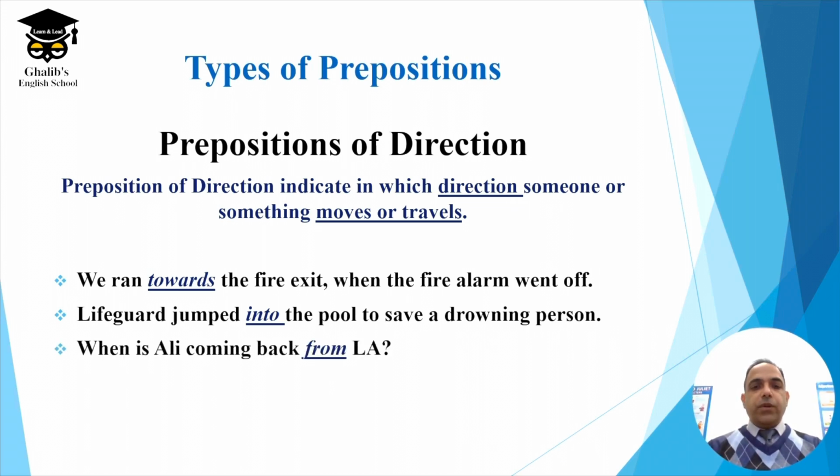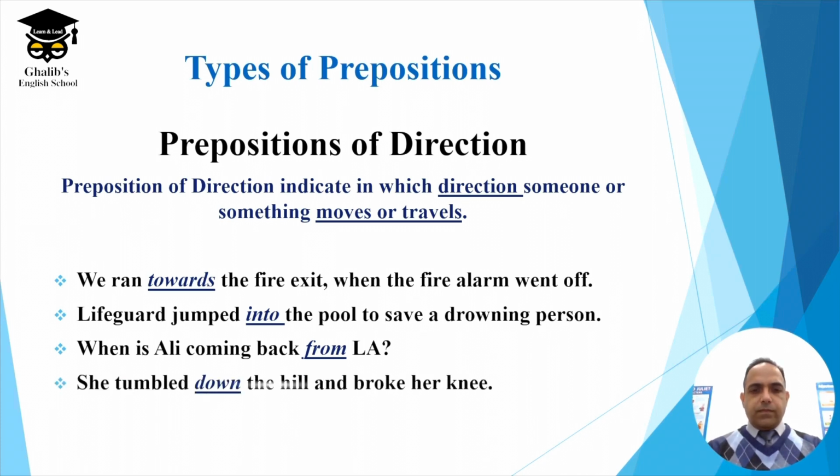The next example is, when is Ali coming back from LA? That gives us another indication of when Ali will come back. She tumbled down the hill and broke her knee. She was going down the hill and unfortunately she broke her knee. This is a preposition of direction, which I'm sure you understand and you should be using in your writing or speaking.